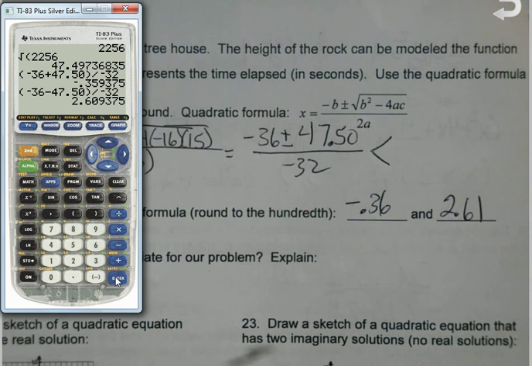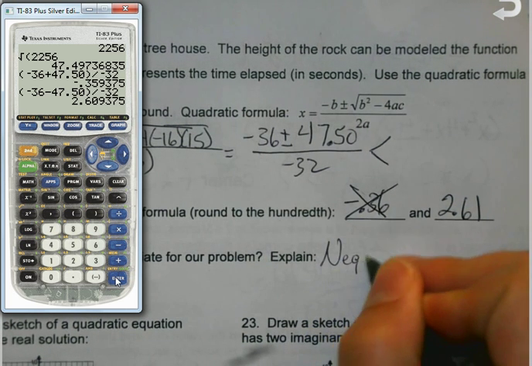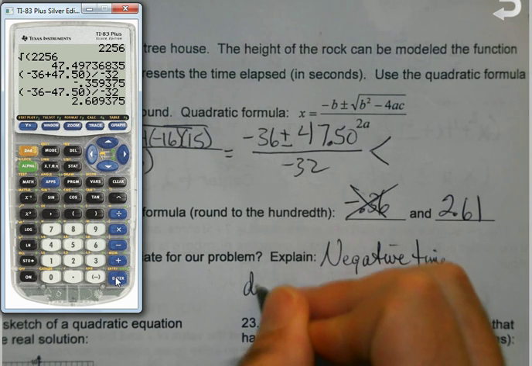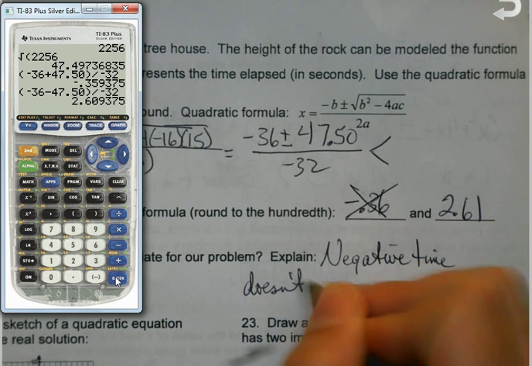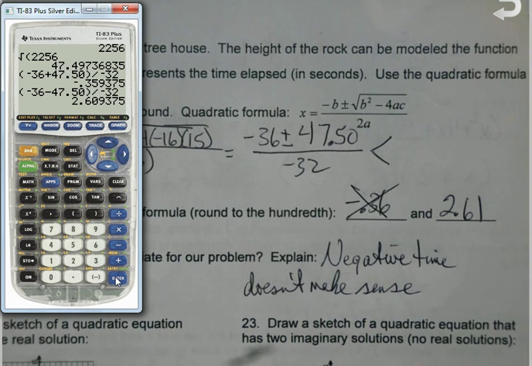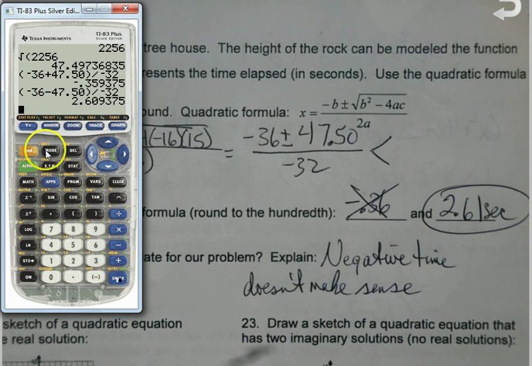Do they both make sense? Because again, we're talking about the time it takes for this rock to hit the ground. Do they both work? Not this time, okay? Negative time doesn't make sense. Hit the ground before I ever dropped it? Yeah, probably not. So I've only got one answer that really works.